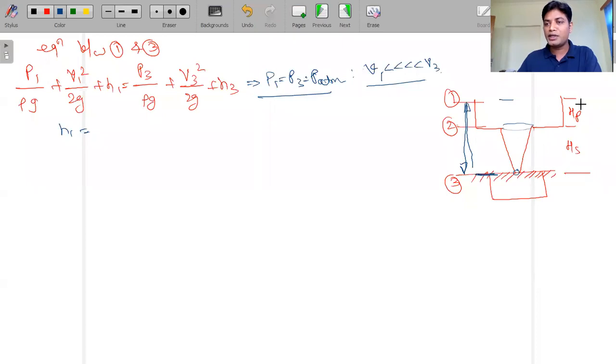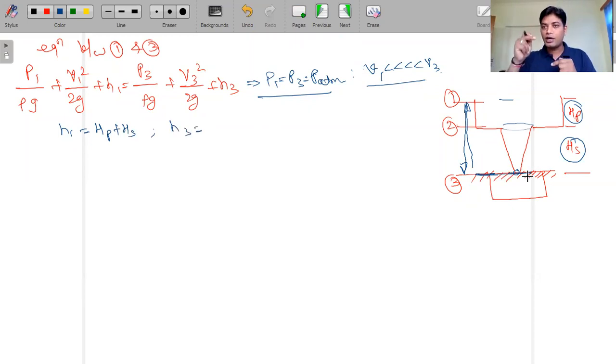So if this is H1, then H1 equals HP plus HS. Fine. H3 will be equal to 0, because this is the datum level and this is the third point, and we are considering this datum level itself.